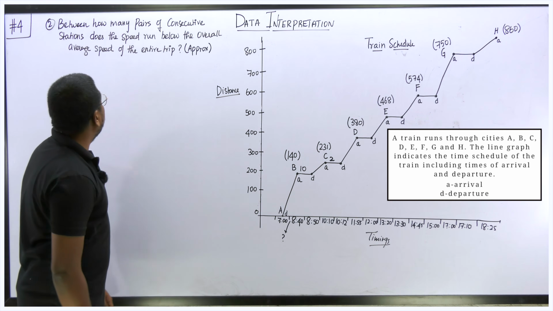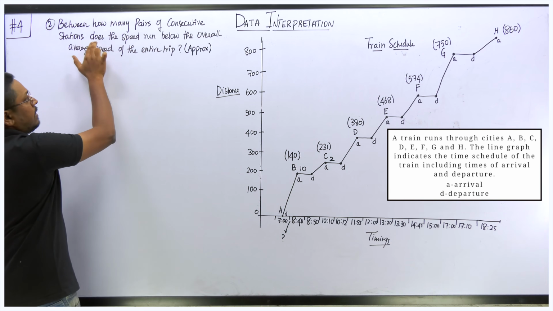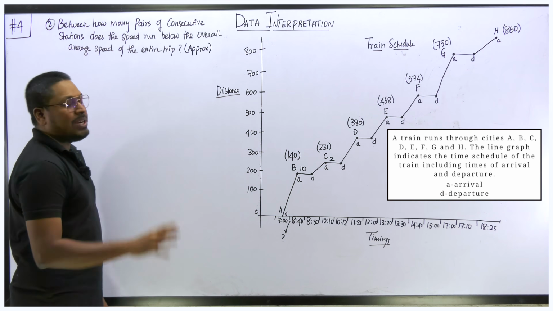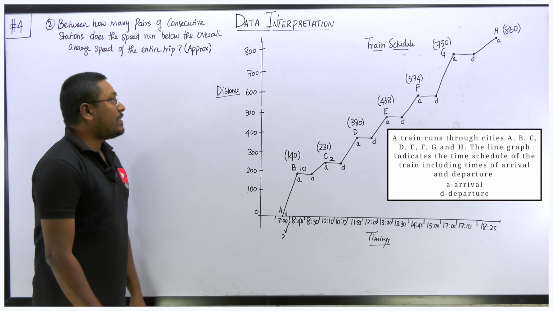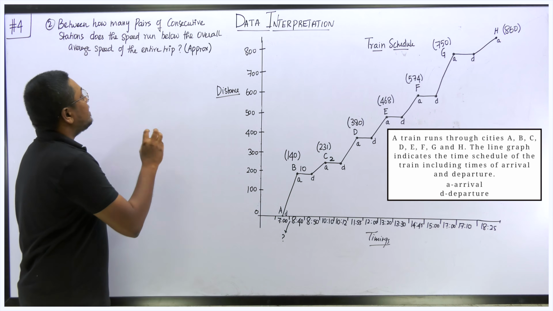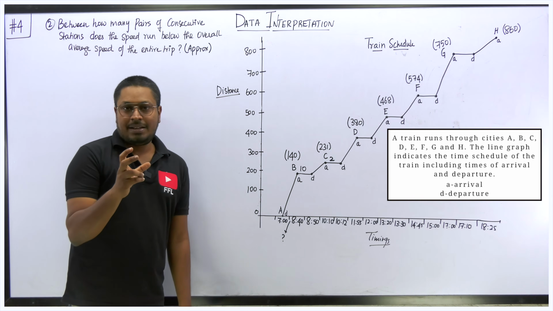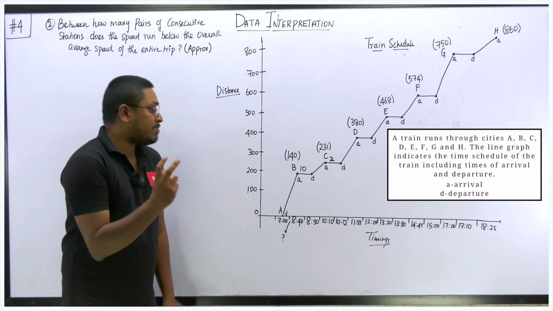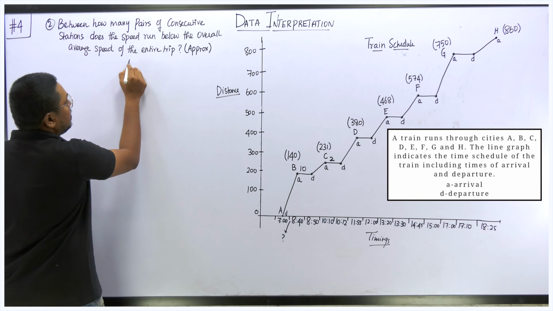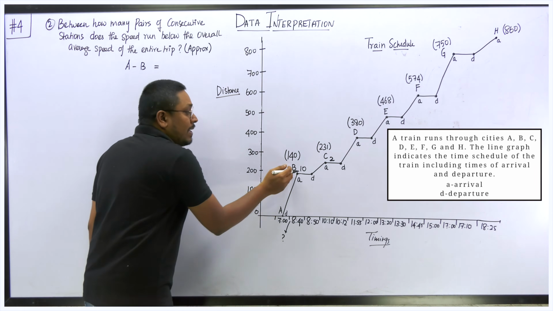So question number 2. Between how many pairs of consecutive stations does the speed run below the average speed of the entire trip? We need to find an approximate value. So first let me understand the question. Between how many pairs of consecutive stations is the speed of the train below the average speed? We need to first find the speed of the train taken to each station. For example, A to B, what is the speed the train took to cover this distance?